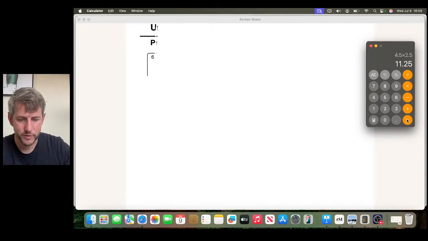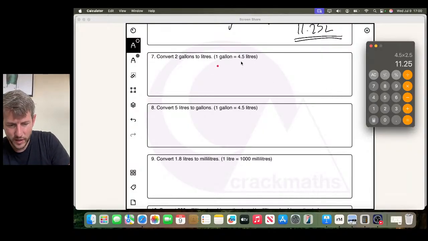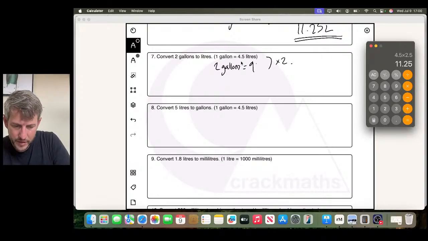Right, question 7. Here we have convert 2 gallons to litres. Okay, so again, we've got this. So 1 gallon equals 4.5 litres. 2 gallons, well, this is very nice. This is just twice that, so we times that by 2. So that would be 9 litres. Okay, I didn't even need my calculator.